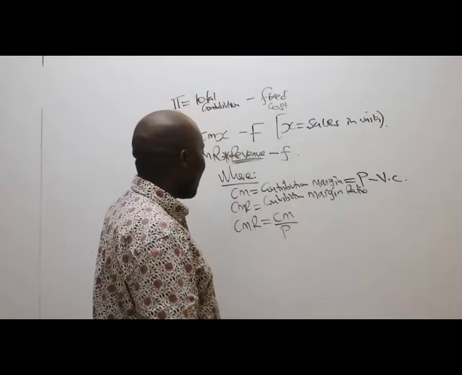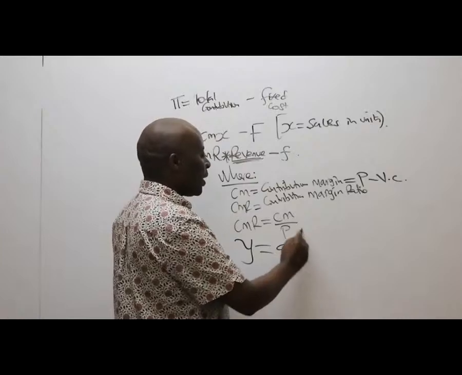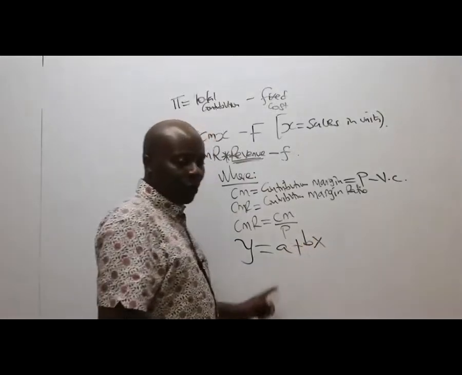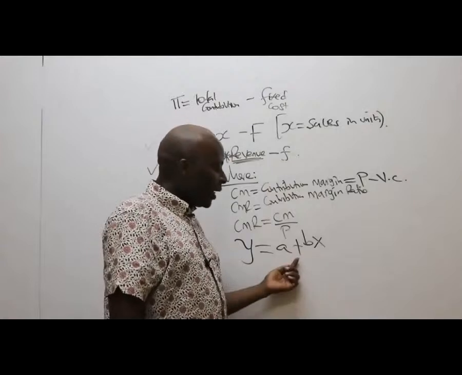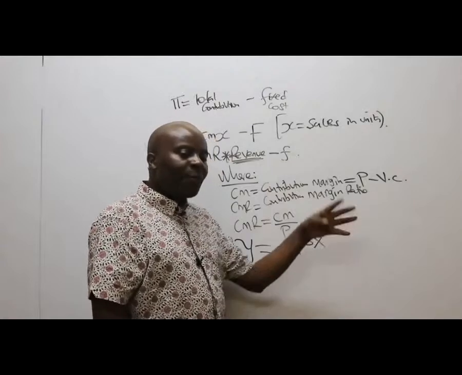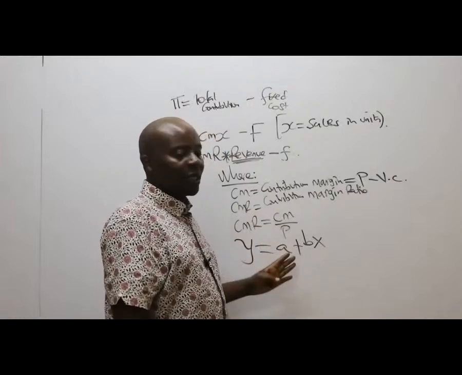And then remember that straight lines are the ones that behave like this. Y equals A plus BX. That A is ever constant. The other aspects here can change, but A, which in this particular case is fixed cost, is constant.